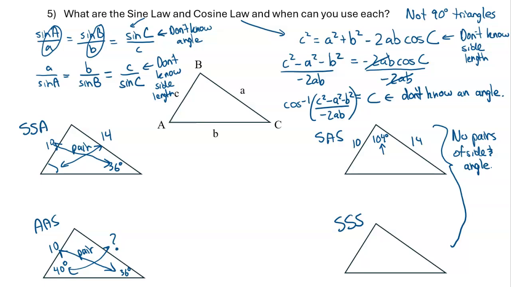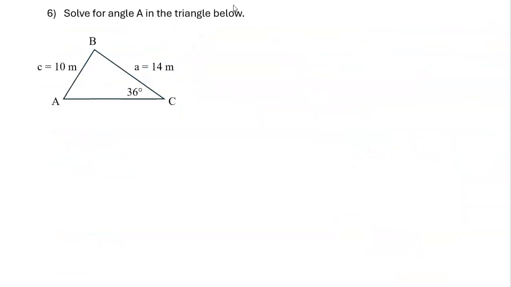And the other situation you run into with the cosine law is if you're given all three sides. In that case, you'd use the rearranged form of the cosine law for the angle. And that's what we're going to do a little bit in some examples to follow.